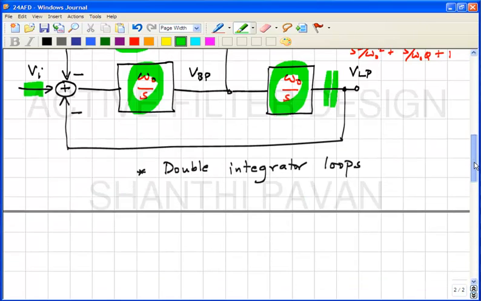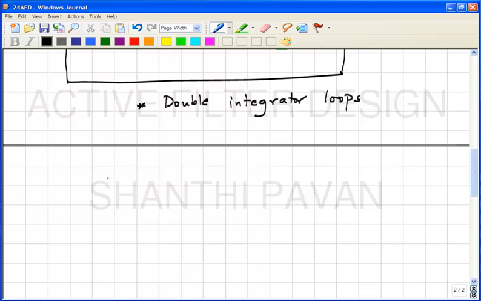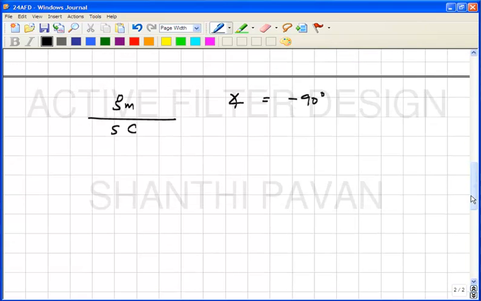So the one final minor point that I wish to make is that for an ideal integrator, the transfer function is of the form Gm by Sc, and more precisely, what is the angle of the integrator? Minus 90 degrees at all frequencies. Correct? Now, if the integrator had a parasitic pole, the transfer function is of the form Gm by Sc times 1 plus S by omega p. Correct?